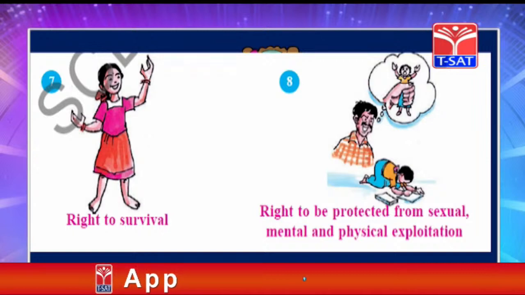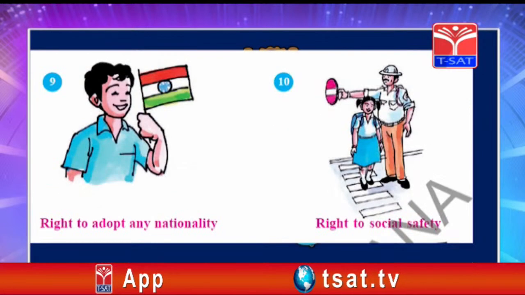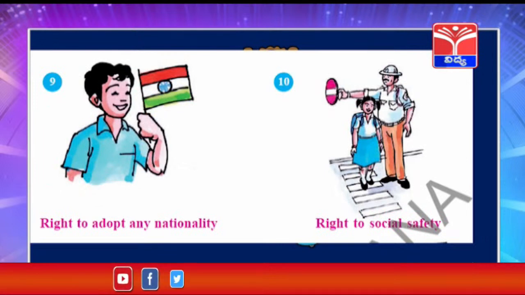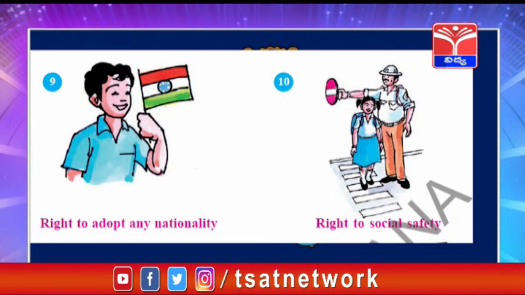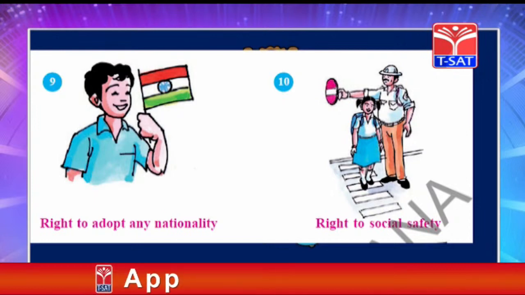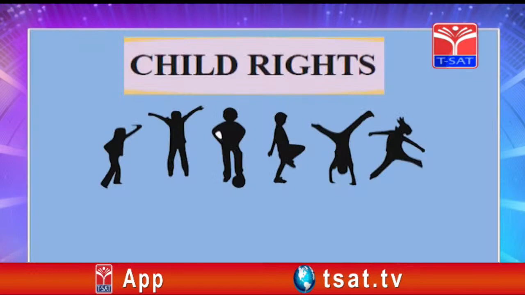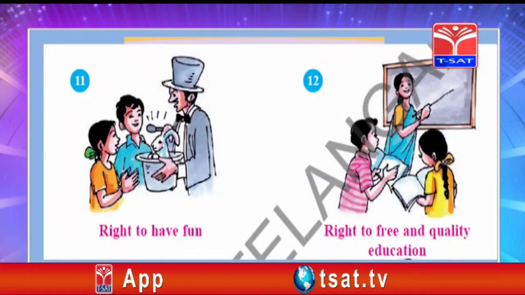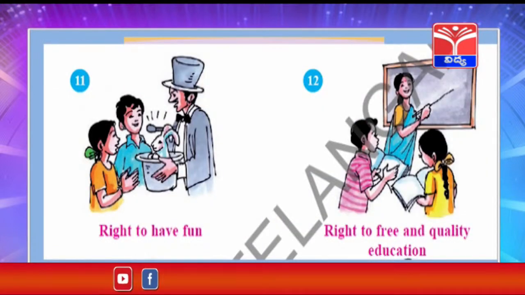Here it is no punishment from the parent or even the teacher. It is a right to adopt any nationality. Here they can go and settle in any other country also. And right to social safety. It is society's duty to protect and provide safety to the children. Right to have fun, right to free and quality education.